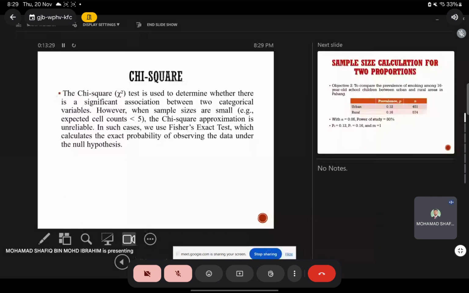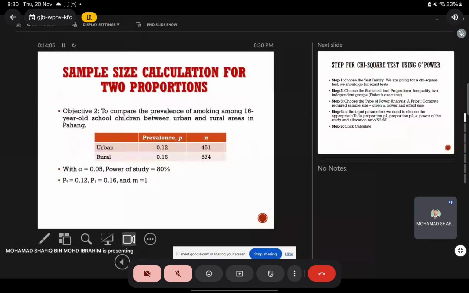So the last one is chi-square for categorical data. The chi-square, as I told you previously, is for 2 by 2 tables. Basically you want to see the association between the two groups. The chi-square test is used to determine whether there is a significant association between two categorical variables. However, when the sample size is small, with expected cell counts less than 5, the chi-square approximation is unreliable. In such cases, we use Fisher's exact test, which calculates the exact probability of observing the data under the null hypothesis.